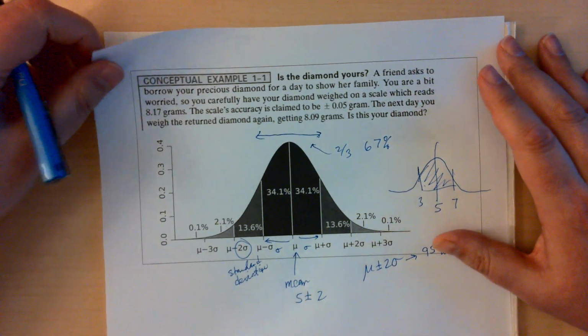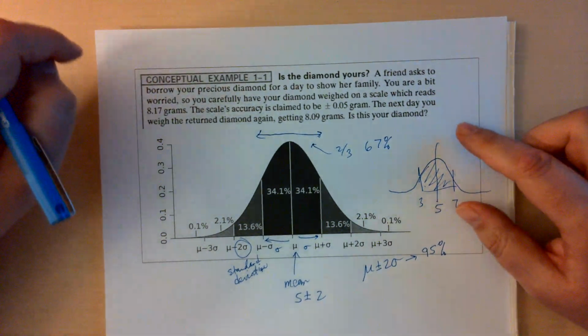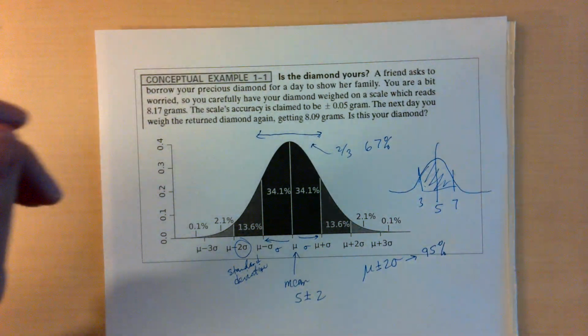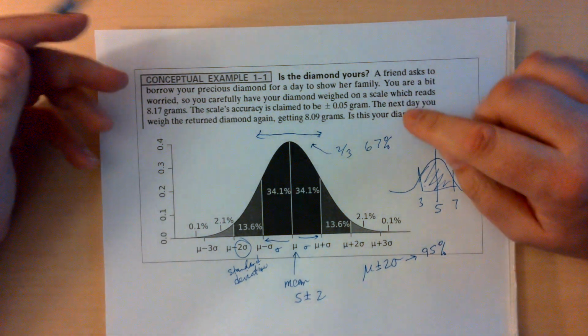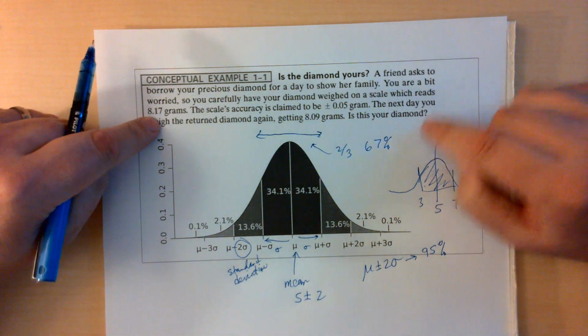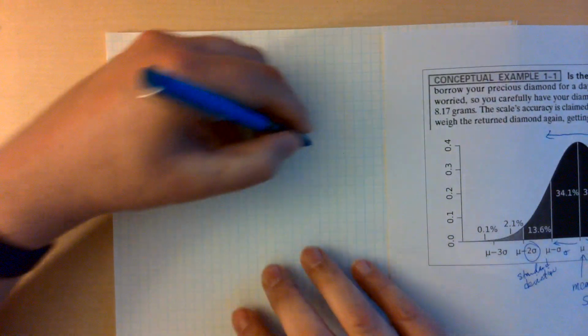Now, we've got to look at this example here. So they want to know, is this the same diamond? You lent someone a diamond. Can you believe it? And you read it on a scale that read 8.17. Okay, so let's draw a picture for what's going on.